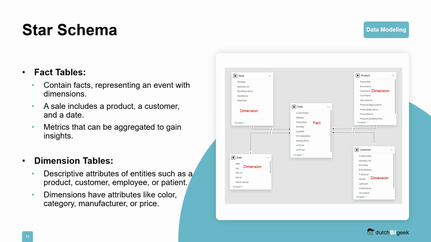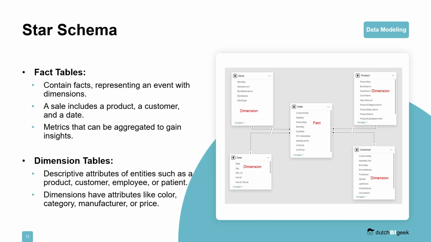So a fact table contains facts, representing an event with the dimension, like a sale with a product, customer, and a date when we sold the product. All the information in the fact table, in this case the sales table, we want to measure. So we calculate the values. Then the dimension table. In the dimension table we store information that is not changing or not changing very often.